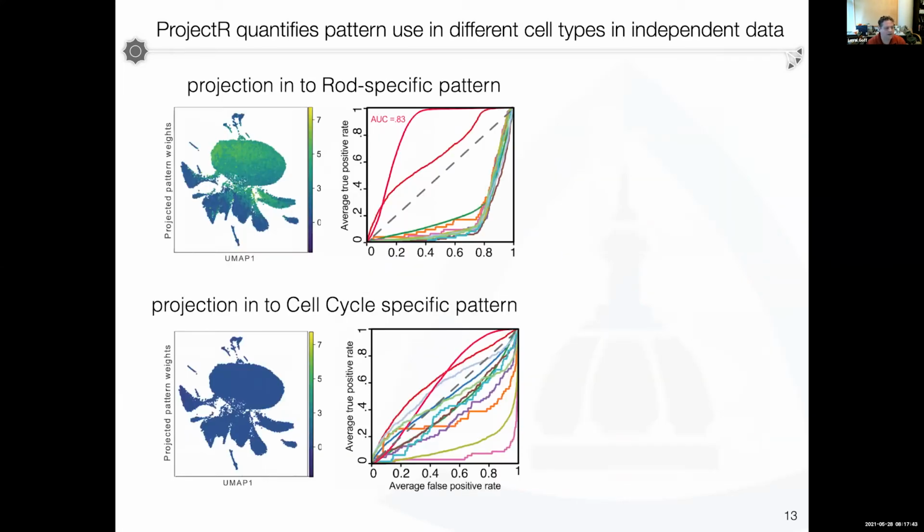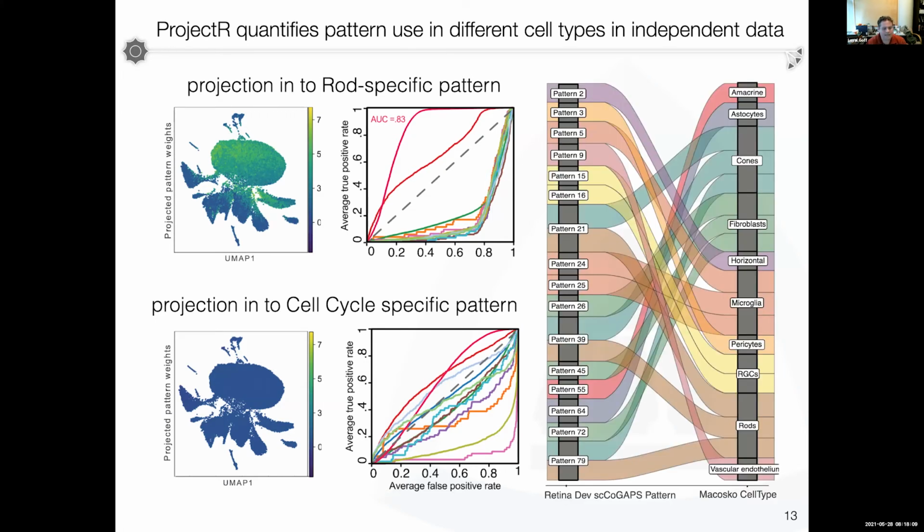So we can actually quantify this. We can see just how good each of these patterns are at recovering known annotations. And we can see, for example, here that the rod-specific pattern has very good predictive power for rods in this new target data set, versus another pattern, again that cell cycle specific pattern, which you can see basically has no use in this adult data set because these are all post-mitotic quiescent cells. And in this way, we can use each of these patterns that we've learned to predict and de novo annotate cell types, again, in a very rapid way between data sets.